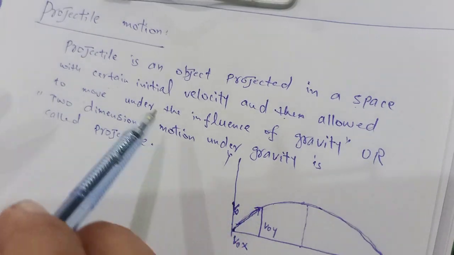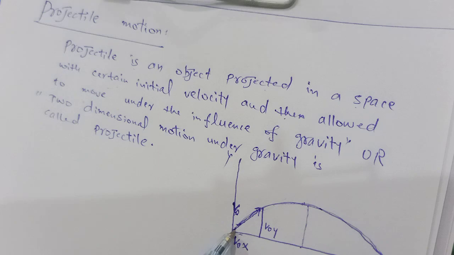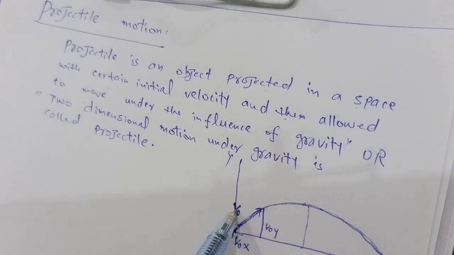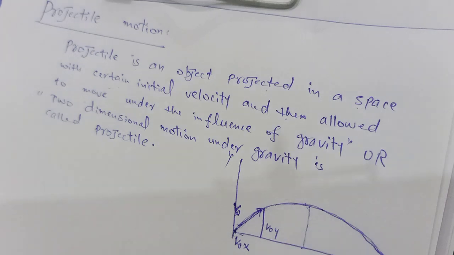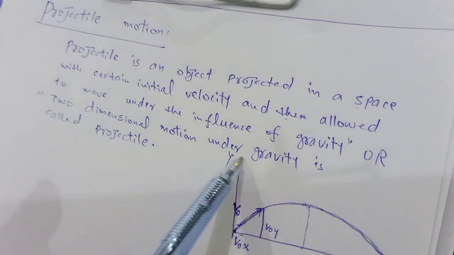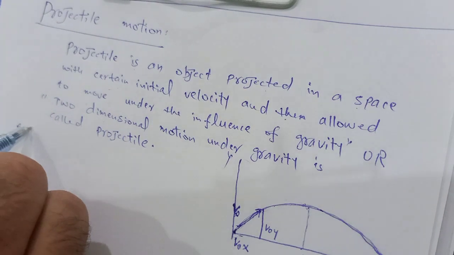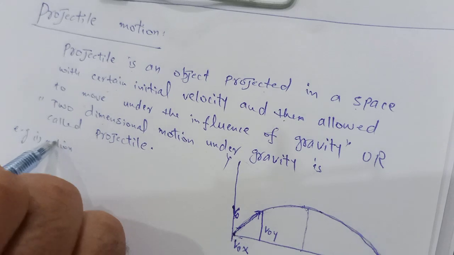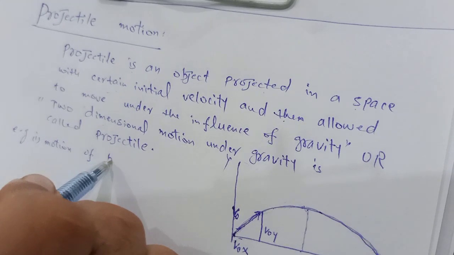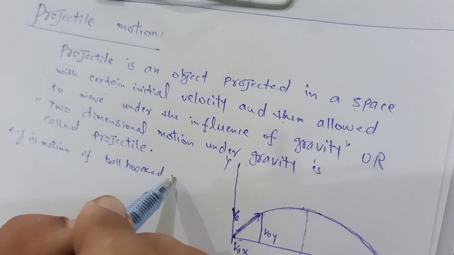Let me repeat again. Projectile is an object which is projected in a space with certain initial velocity and then after reaching some height it moves down under gravity. Or any two-dimensional motion under gravity is called projectile motion. For example, motion of a ball hooked in a cricket match.